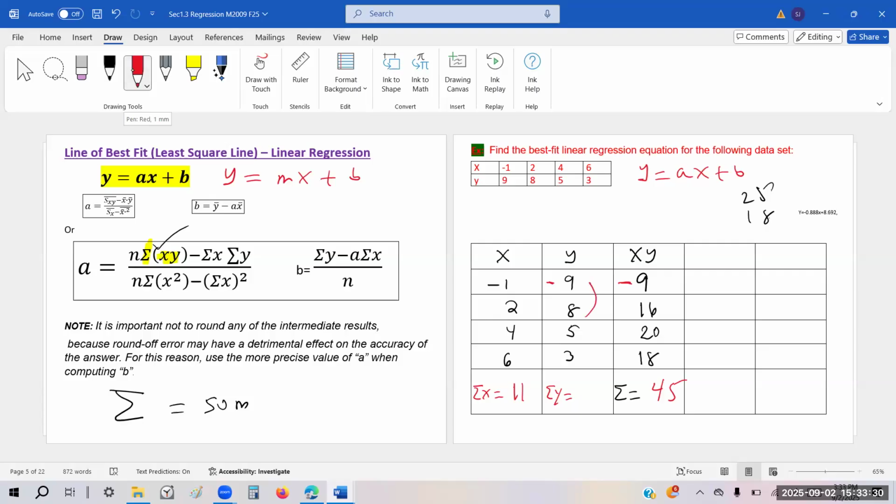18, 9 gives us -1. -1 plus 5 is 4. 4 plus 3 is 7. Did you say 7? Okay. Thank you. So we found sum of X, sum of Y, sum of XY, and we go to the denominator. Denominator says find sum of X square.